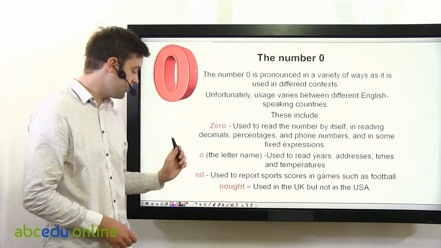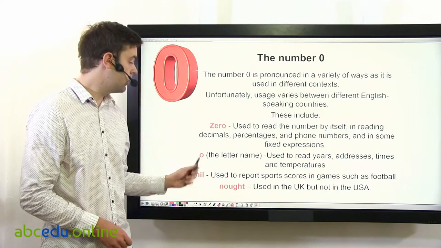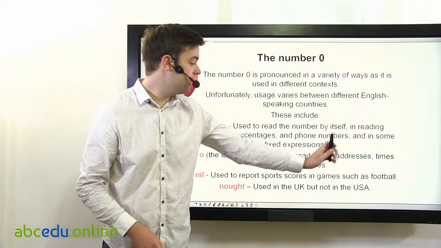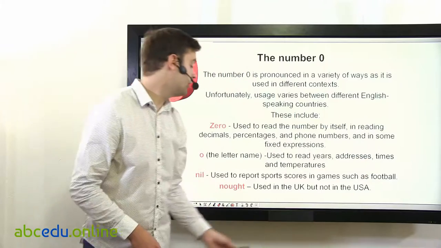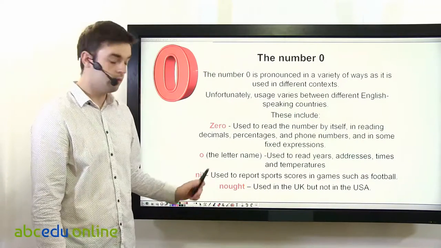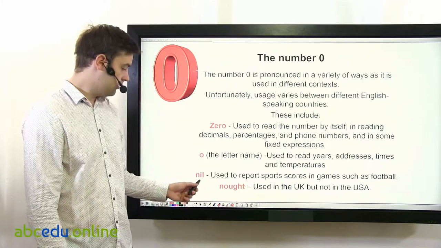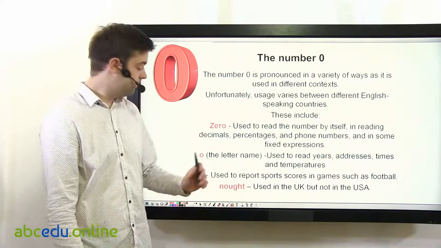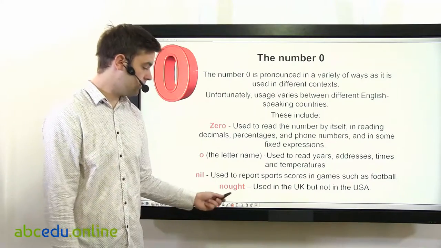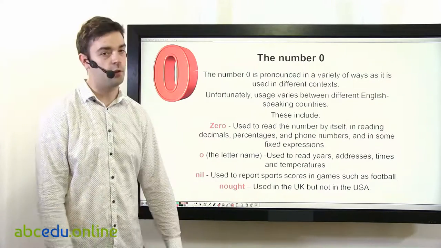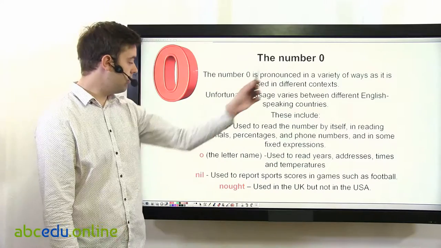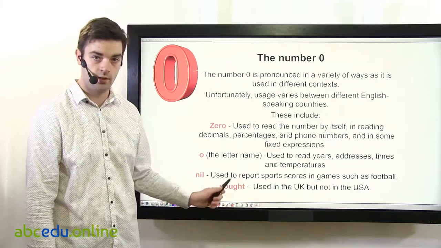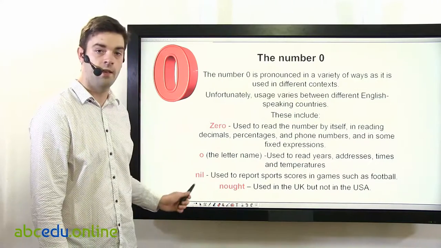We can also pronounce it as just "oh". So zero or oh. Oh is used to read years, addresses, times, and temperatures. We've got nil, which is used to report sports scores in games such as football. And finally, naught, which is used in the UK, but not in the USA. So the number 0: we've got zero, oh, nil, and naught.